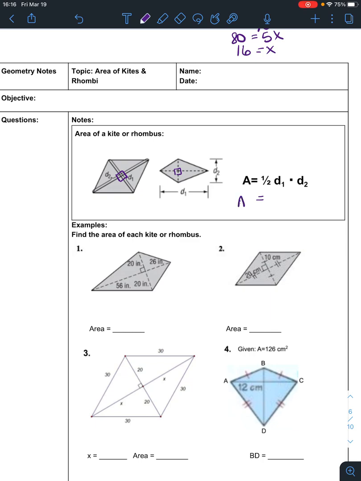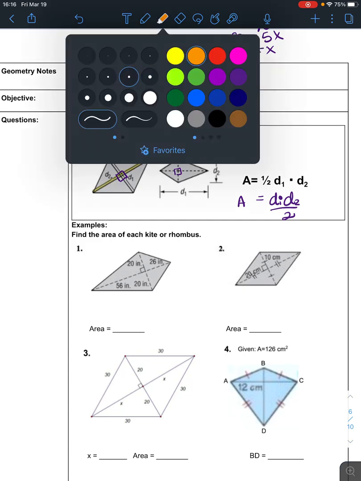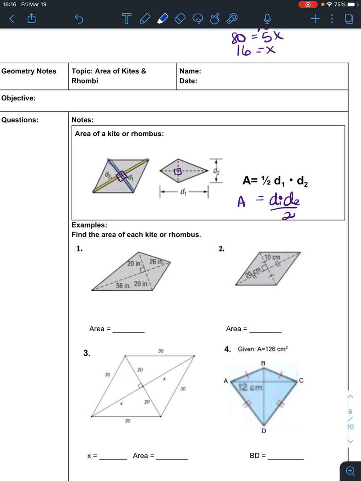Now, if you want to, you can write it as diagonal 1 times diagonal 2 over 2, right? And that little 1 and that little 2, those are just little last names. Diagonal 1, the first diagonal, and the second diagonal. So what we're talking about with the diagonals is these two pieces. So that orange line times that blue line divided by 2.